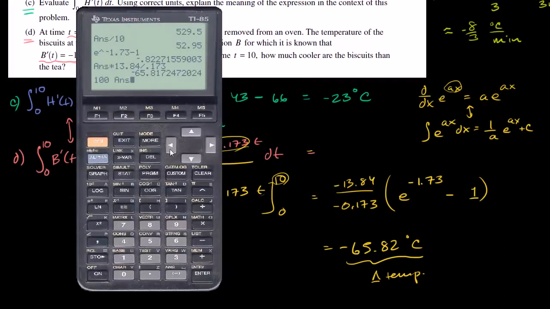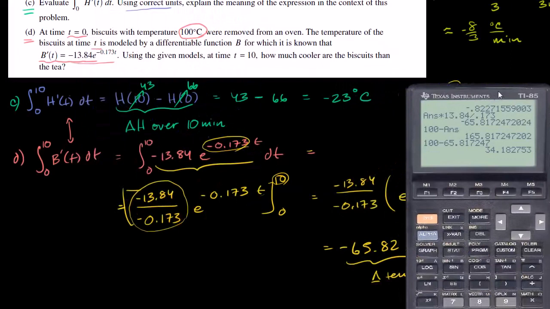So, whoops, I want to subtract the answer. Oh, sorry. I want to actually add the change in temperature. I want to be very careful here. It went down by 65 degrees. So I really should say 100 minus 65.817. Yeah, I could keep adding digits if I want. 247, that's enough. So after 10 minutes, the biscuits are 34.18 degrees.